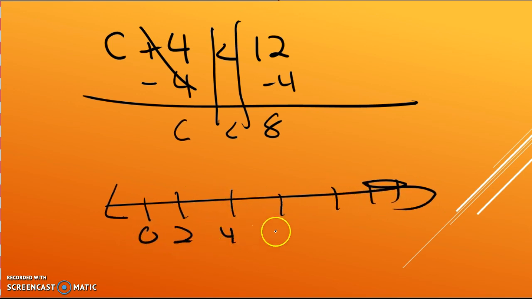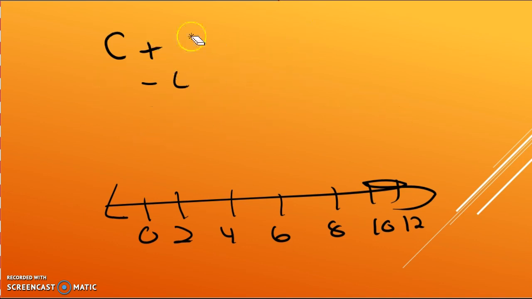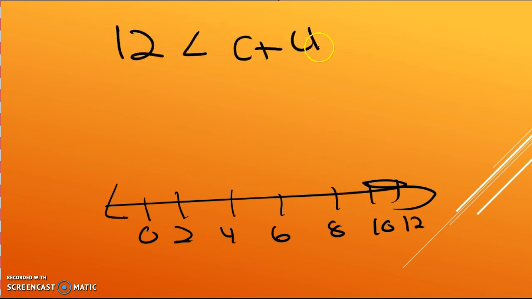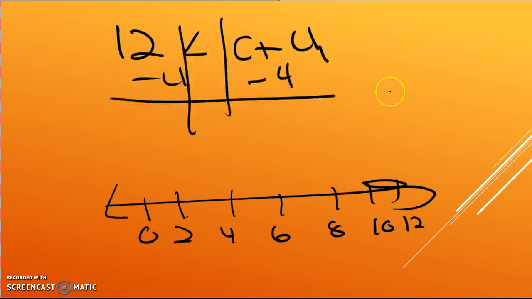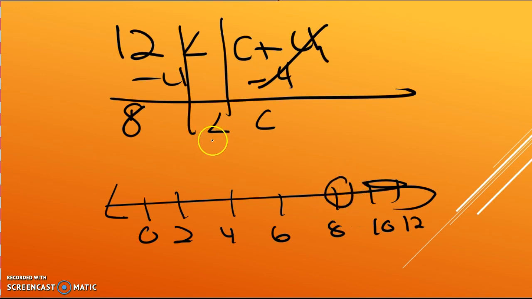0, 2, 4, 6, 8, 10, 12. So we know that we care about this 8 here. Actually, you know what? I should have changed this. Quickly change this. I'm actually going to make it 12 is less than c plus 4. Same deal though. Subtract 4 from both sides. Those cross out. 8 is less than c. So at 8, I know that I need to put an open dot because I have a less than. There's no little line underneath, so it is an open dot.